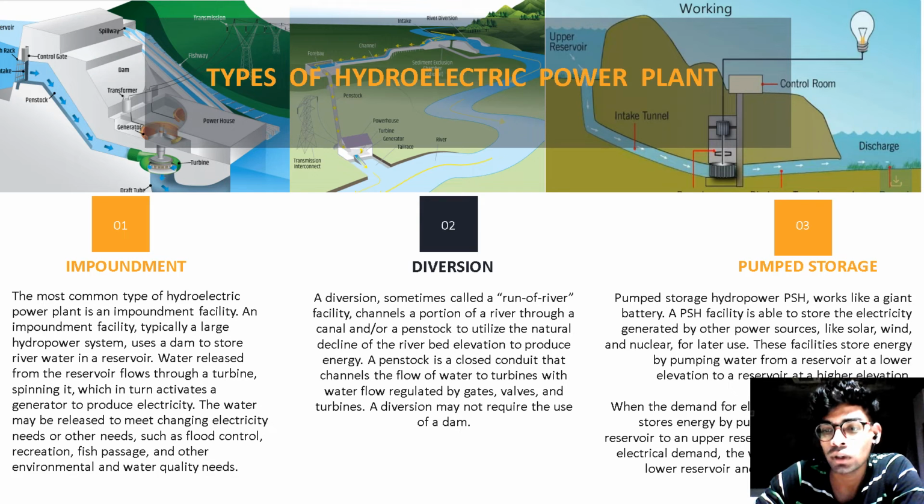Then we have a pumped storage type of hydroelectric power plant, which works like a giant battery. A PSH facility is able to store the electricity generated by other power sources like solar, wind, and nuclear for later use. These facilities store energy by pumping water from a reservoir at a lower elevation to a reservoir at a higher elevation. When the demand for electricity is low, the PSH facility stores energy by pumping water from the lower reservoir to an upper reservoir. During periods of high electrical demand, the water is released back to the lower reservoir and turns the turbine, generating electricity.